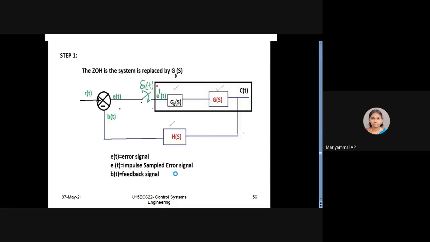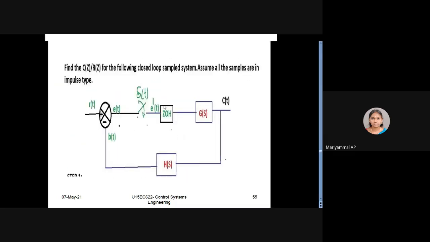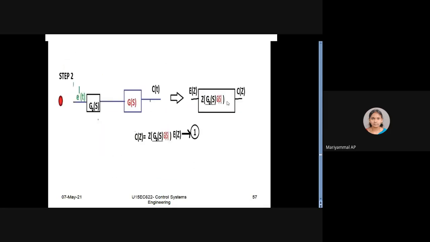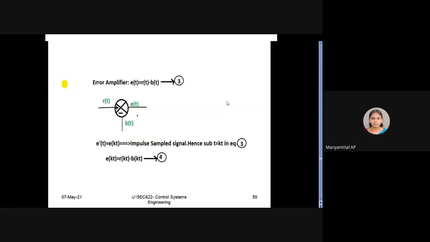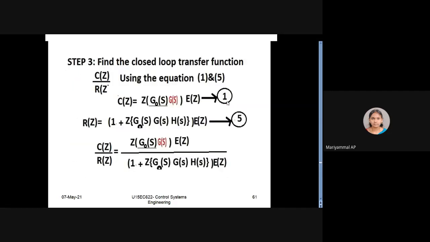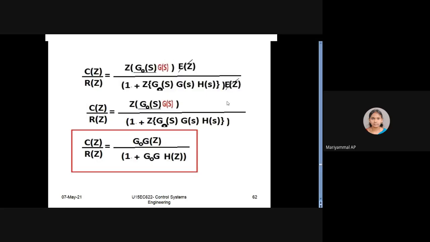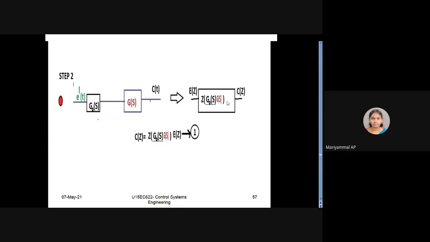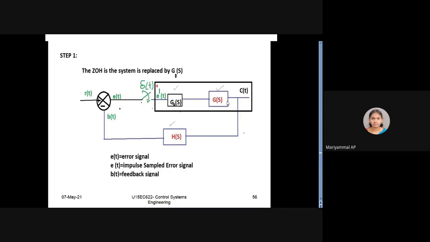So what's my first step? Here I'm replacing the ZOH, zero order hold, with G naught of S. In the first step I find what is E of Z and what is C of Z. That is my first idea. Then second, I have to take what is R of Z. So R of Z is calculated, then you substitute, then finally you simplify this answer. So that is the important property of the sample and hold system. Okay, is this clear with you?